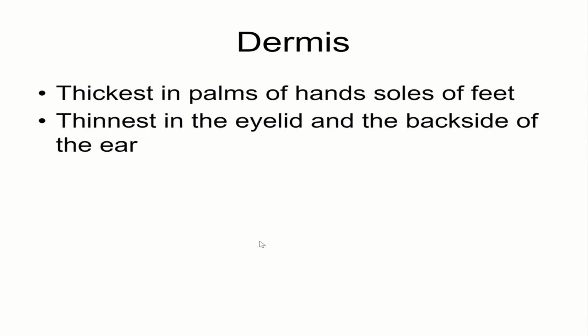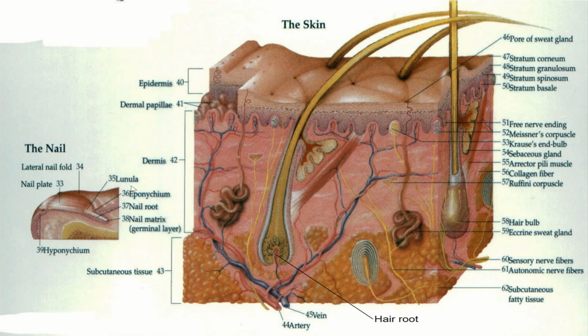The dermis is thickest in the palms of our hands and the soles of our feet, and it is thinnest on the eyelid and on the back side of the ear. So we are going to talk about the layers of the dermis. There are 2 layers, the papillary layer, which is called the dermal papillae here, and then the reticular layer, which is what they're just calling the dermis. So those are our 2 layers, the papillary layer and the reticular layer.